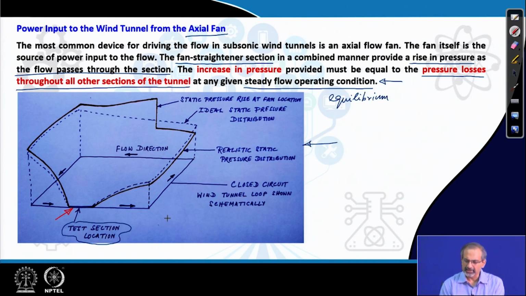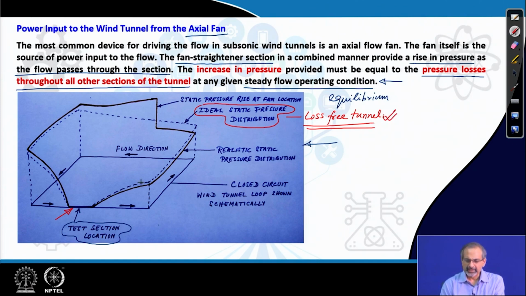The dotted line is the ideal static pressure distribution in a loss free tunnel. That means, practically in this tunnel you would not need to feed any power through the fan at all. Once it starts running, it runs perpetually. It is more like a perpetual motion machine, but then that does not happen in reality. So, we have to get closer to the reality.